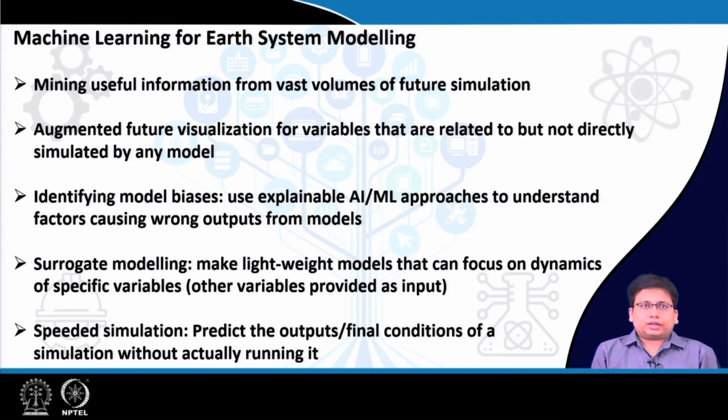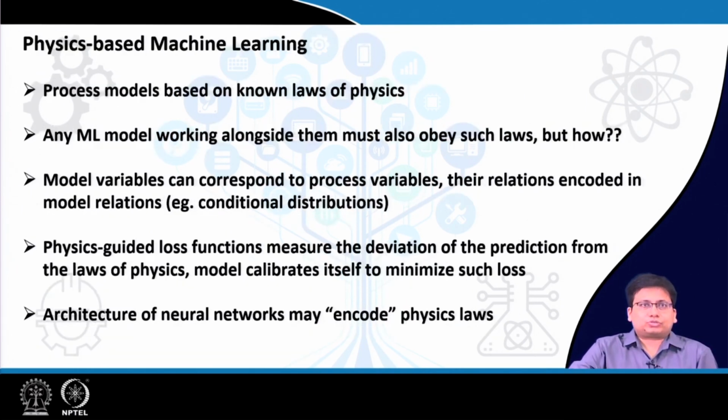So in a sense it is like learning the behavior of the model. Given any particular input, my machine learning model will be able to tell what the process model is going to give me. So this helps in speeding up simulations also. Now how is this achieved? One way in which machine learning can be used for all these things in earth system models is with the help of physics based machine learning.